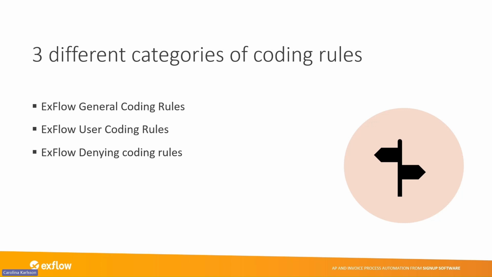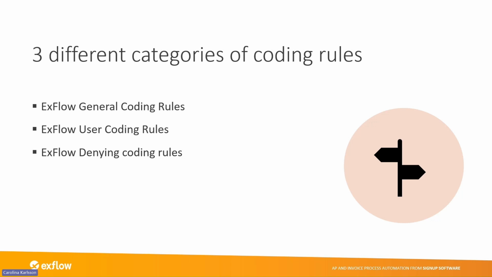So when you started using ExFlow, whether it was a long time ago or recently, the default coding rules were set up in your system, and the coding rules are used as a way to control what the users can and cannot do on the lines on the web where they approve, for example, invoices. It could also be if they do it in Business Central, but the most common is that they approve their documents on the web.